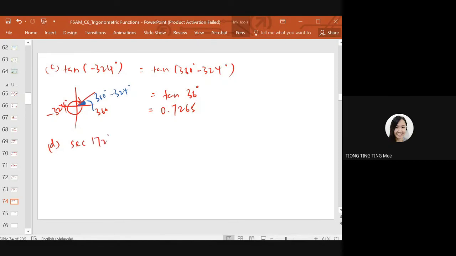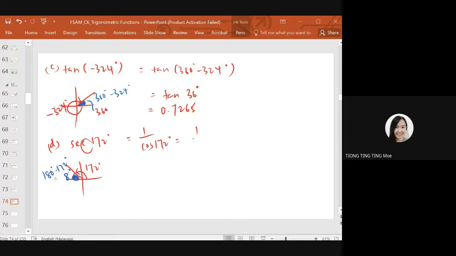Okay, then B. Secant of 172 degrees. Second, change to 1 over cos first: 1 over cos 172 degrees. Then you draw your 172. It's a positive angle, so here, 172 degrees. So from here, find the reference angle. The reference angle is 180 minus 172, which equals 8 degrees.